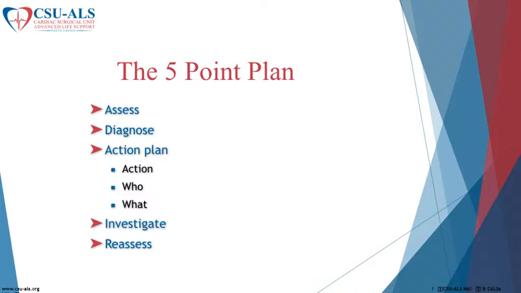So make a diagnosis, then an action plan, and then after that, once you've done an action to try and improve the blood pressure, you're going to investigate to see if your diagnosis was correct or not. Then obviously once you're starting to get the investigations back, that your treatment's kicking in, you're going to need to reassess to see if you've got it right or wrong. And that's the 5-point plan, absolutely vital in the CSU ALS course.